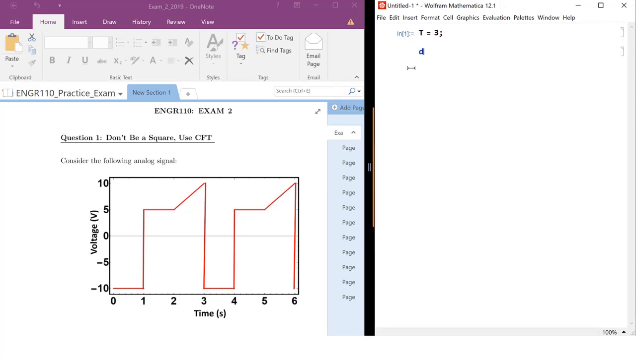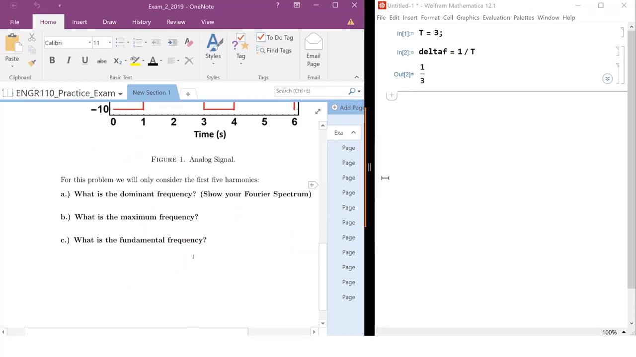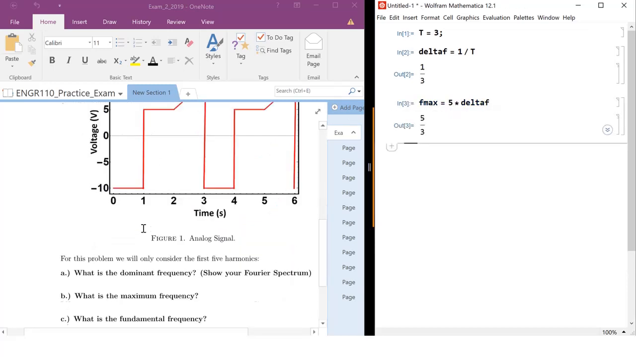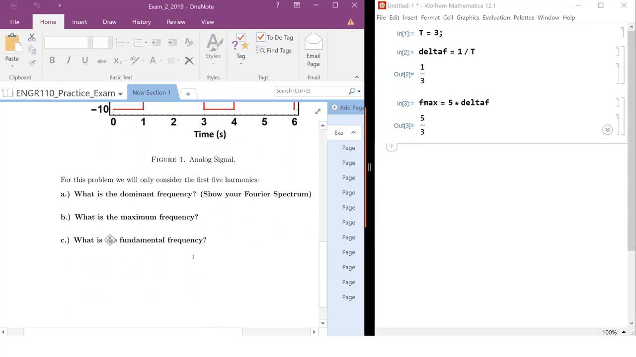If we know that, we know that our delta f, our fundamental frequency, our lowest frequency, is going to be 1 over T. So that is our delta f. We also know that we are only interested in the first 5 harmonics. So our f max, our maximum frequency, is going to be equal to the maximum number of harmonics times delta f. That's it. So we've already answered B and C without doing any Fourier analysis.